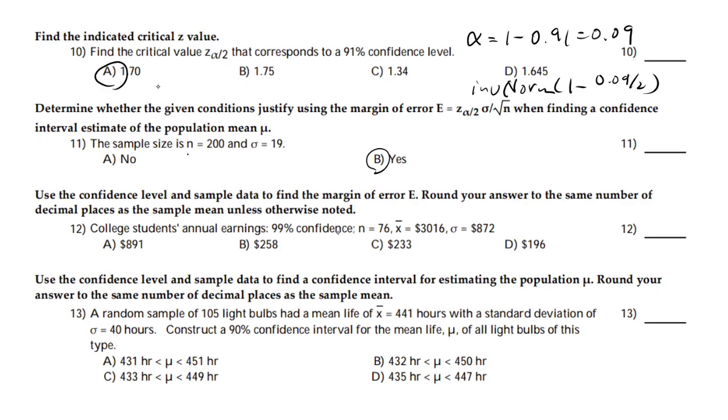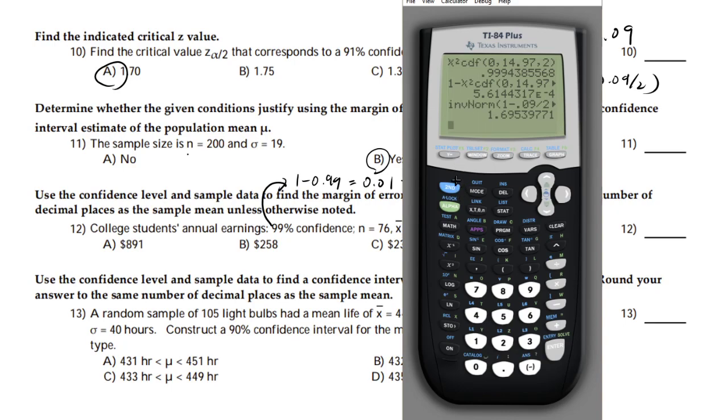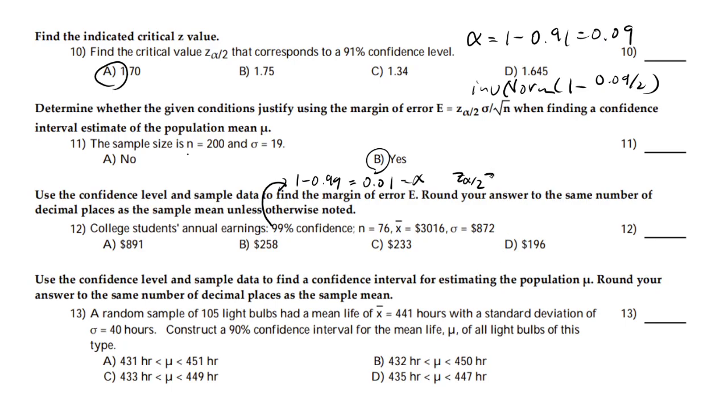So let's figure out what the critical number for 99% confidence is. So for this one, you get 1 minus 0.99, which is 0.01. That's your alpha value. So your z alpha over 2 would be calculated using the inverse norm of 1 minus 0.01 over 2, and that's 2.576. Okay, 2.576. So that's the z alpha over 2.